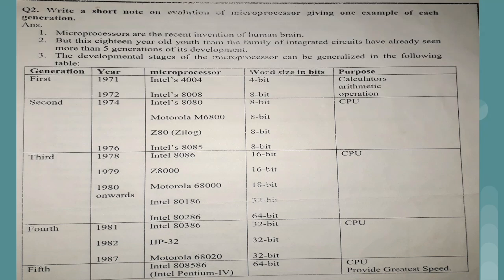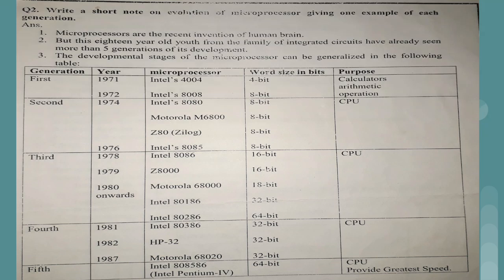In the first generation, we have two microprocessors. First one is the 1971 Intel 4004, which is a 4-bit processor, and then one more new processor was developed in 1972. Again it was developed by Intel only, and the number of this processor is 8008, which is an 8-bit processor, but both processors were used to perform only arithmetic operations like addition and subtraction.